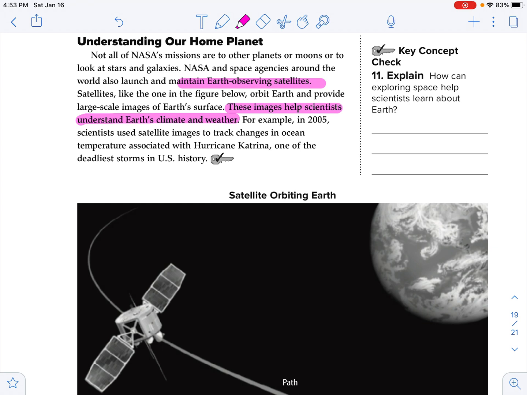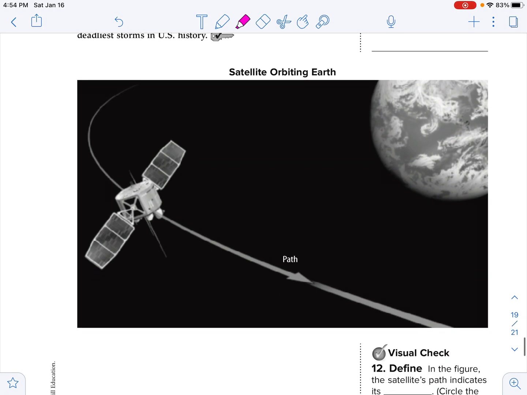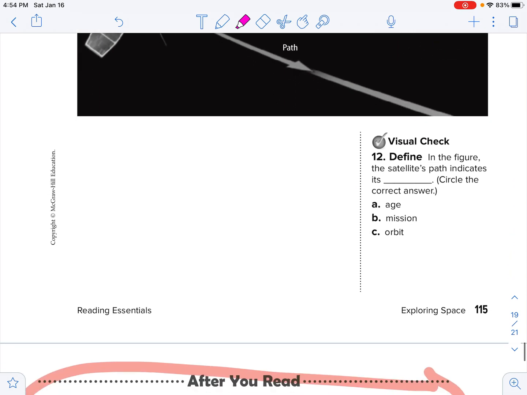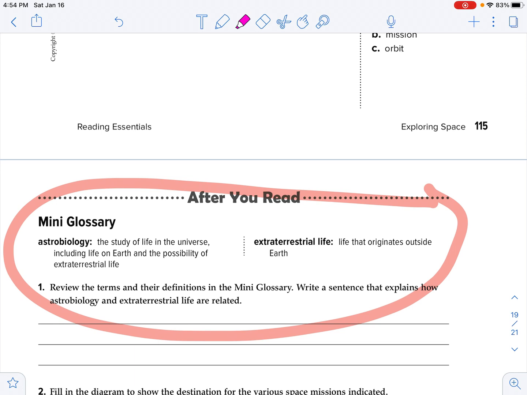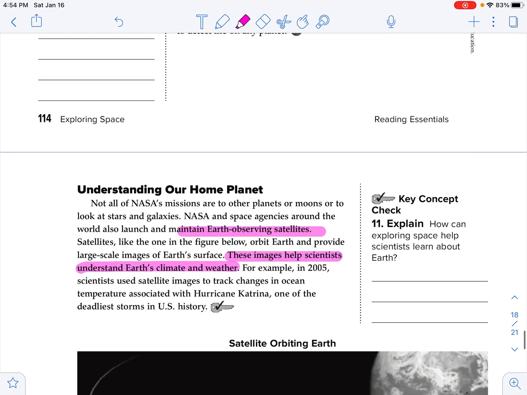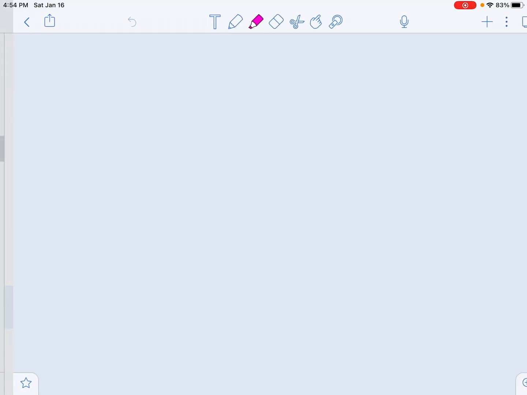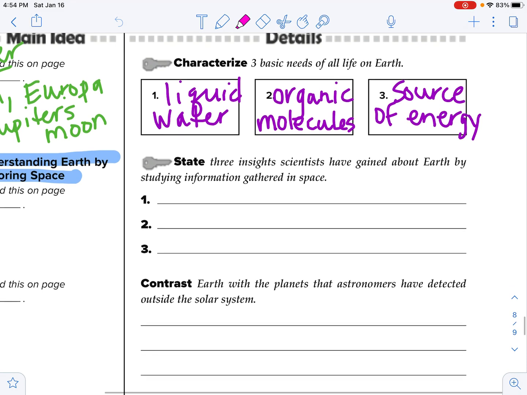For example, in 2005, scientists used satellite images to track changes in ocean temperatures associated with Hurricane Katrina, one of the deadliest storms in U.S. history. So there is that satellite. And there we are at the end of the lesson. There are the two vocab words that need to be added. That's number 11 and number 12. That wraps up the 12 word assignment for chapter 5. All right, so let's scoot over to the notebook and wrap that up.